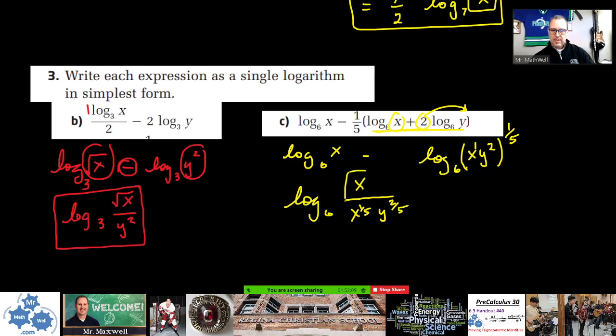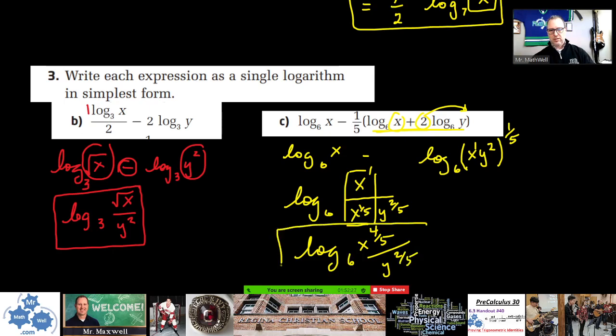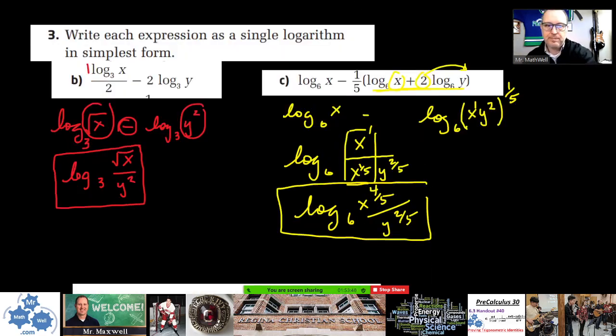And this inside I can simplify. So this is going to be log of, what's 1 minus 1/5? That's going to be x to the 4/5 over y to the 2/5. Okay, that appears to be where we can stop. Let's just double check that.